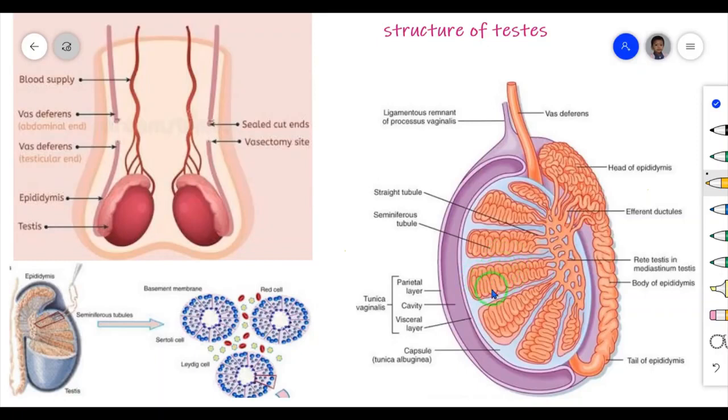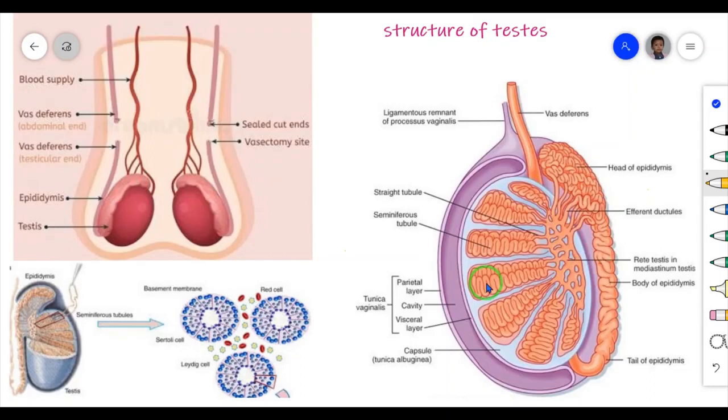So in this region only the process of spermatogenesis takes place. What is the meaning of spermatogenesis? Formation of sperm, that is known as spermatogenesis. So in which area does it take place? Seminiferous tubules. Here Sertoli cells and Leydig cells are also present, as I already told.